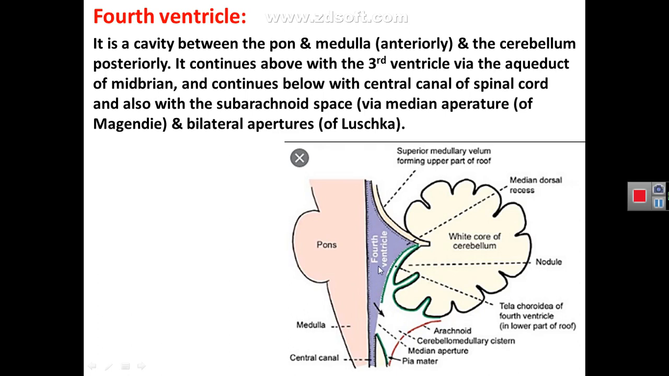But also inferiorly, the fourth ventricle is connected with the subarachnoid space of the cerebellomedullary cisterna magna, and the connection of the fourth ventricle inferiorly with the subarachnoid space is by a median foramen called foramen of Magendie and bilateral foramina, which are called foramina of Luschka.